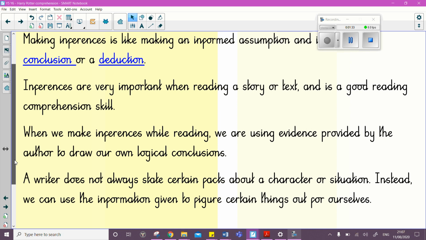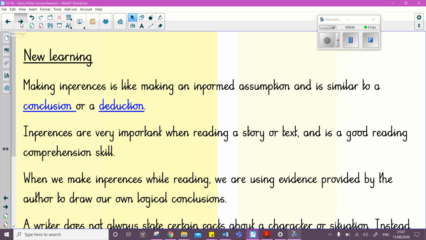A writer does not always state certain things about a character, about their feelings, about their actions, because if they did, it could become quite boring. They could end up just listing numerous things. So instead, with the information that they give us and the descriptions that they share with us, we can then use that information to figure out certain things for ourselves, and sometimes that can be different to another person. Our opinions can be different and our conclusions can be different, but as long as we can justify that using the text, then that is absolutely fine.